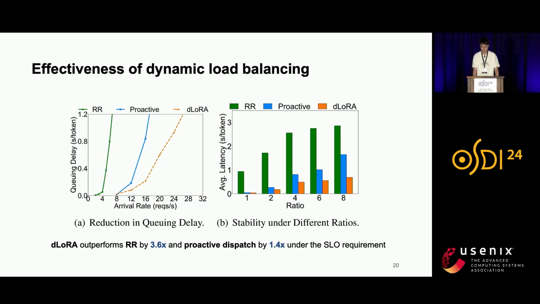Secondly, for the cross-adapter load balancing strategy, considering the placement of LoRA adapters and the load conditions of different replicas, proactive dispatching achieves better inference performance. Reactive migration further enhances load balancing. Ultimately, dLoRA outperforms round-robin by 3.6 times and proactive dispatching by 1.4 times under the SLO requirement.